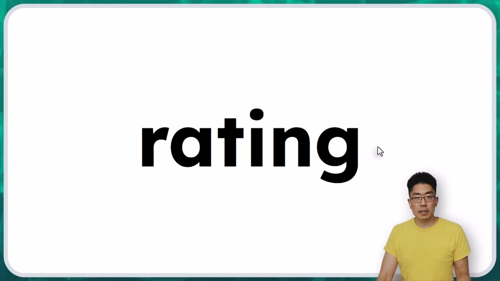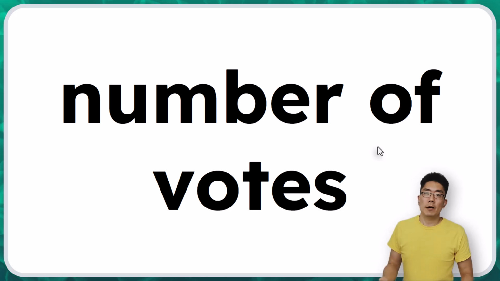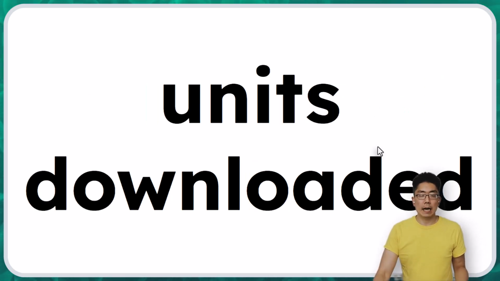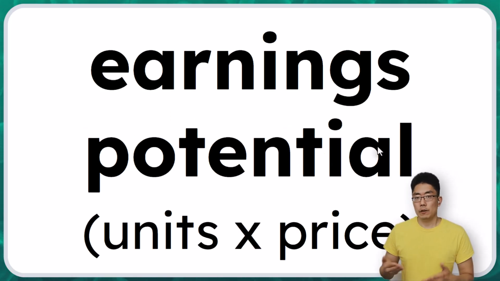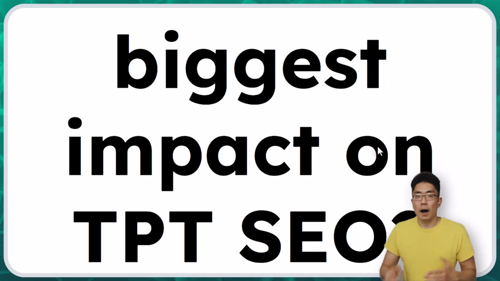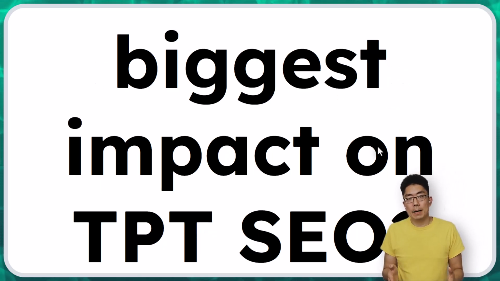Or the rating of your product? Do 5-star rated resources rank higher than 4.8? What about the number of votes? Some of us, especially in secondary, we don't have a lot of reviews on our resources. Is that holding us back for TPT SEO? What about the number of units downloaded? That's specifically for free resources. But does that impact your position on TPT SEO? Or does it only impact your ranking if it's units sold for a paid resource? I wonder, and I'll give you an example from today later on, but I wonder if the earnings potential of a resource is a ranking factor. So the number of units sold or downloaded times the current price. Either way, what do you think is the biggest impact on TPT SEO?